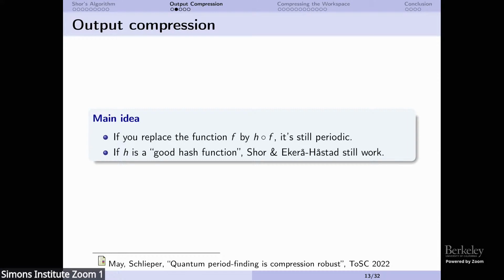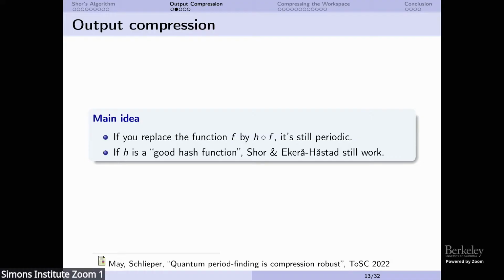Now I'm going to move on to the version of Shor's algorithm that will allow us to reduce this space complexity. And that's a version where you compress the output of the function f. So the idea will be that if you replace the function f by anything composed with f, it's still a periodic function. And it happens that if the thing you compose with f is a good hash function of some sorts, Shor's algorithm still works exactly in the same way. Ekerå-Håstad, and pretty much anything that contains this period finding subroutine, they still work in the same way.